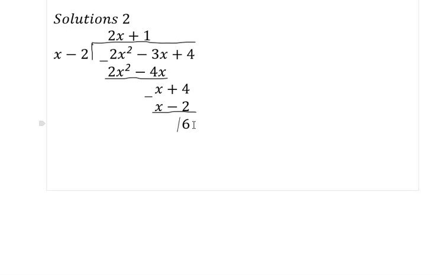So in this particular question, we have this that we have here as our dividend. We have this as our divisor. We have this as our quotient. We have this 6 as our remainder. Very easy and straightforward. You can always pause, rewind this video for better clarification and understanding.